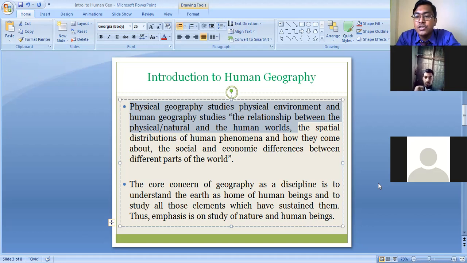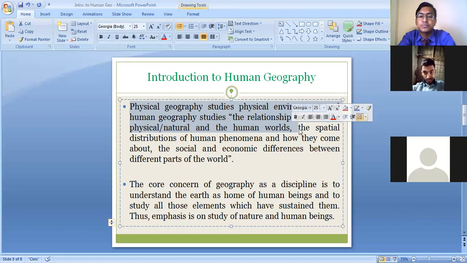How nature has provided space to human beings, and how human beings have influenced nature. So this is the main objective of studying physical geography and human geography.